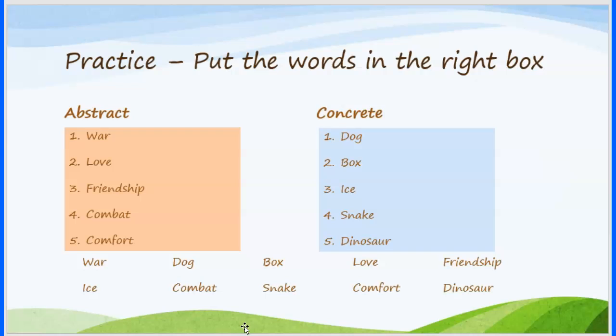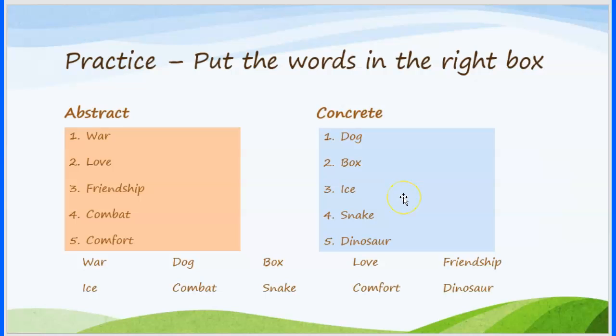If not, then scurry back and get a piece of paper and fill in the words as I go over them. So our abstract words were war, love, friendship, combat, comfort. Now in all of these you can probably conjure up images. War, maybe you've seen fighting on TV. Friendship, maybe you have a good friend. But still, these are things that are a little more difficult to describe and tend to be in the mind of the reader or the writer or whatever.